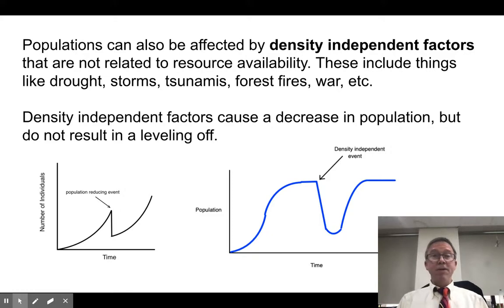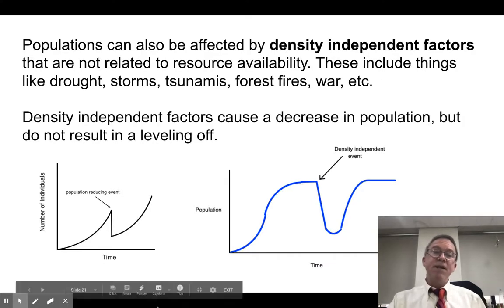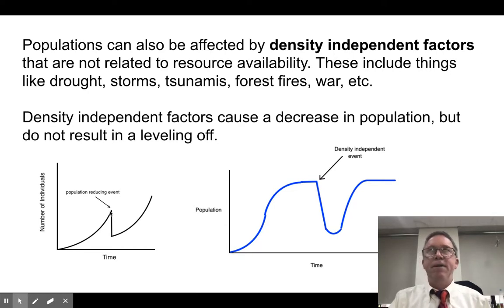But a lot of people mistakenly think these have a bigger impact on population than they actually do. So here's a population growing at its biotic potential with a J-shaped curve. Now something happens, a tsunami or whatever. It drops the population really low, but as soon as that event is over, the population is going to pick up right where it left off.